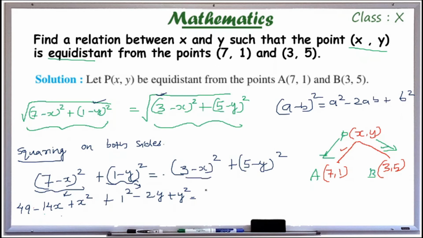(3 minus x) all square is equal to 9 minus 6x plus x square, plus (5 minus y) all square is equal to 25 minus 10y plus y square. So using this identity you have to expand all the terms.